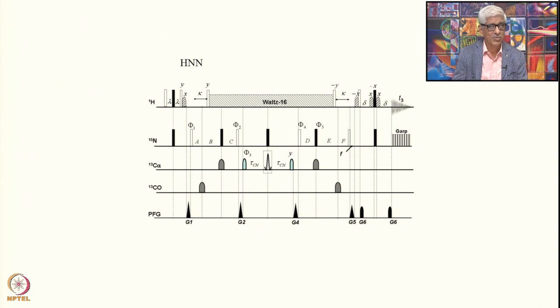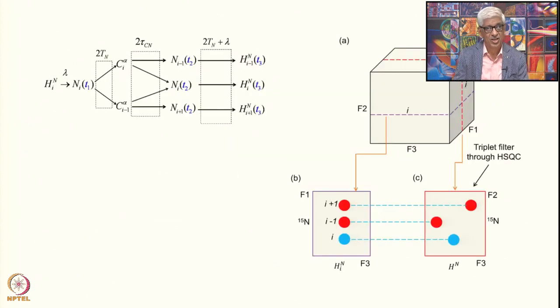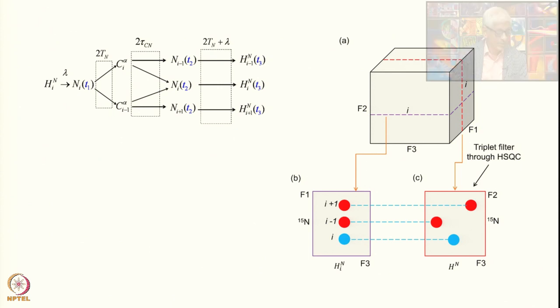And here is an experiment which is called HNN. So here what you do is, I will explain to you the strategy, how the magnetization transfer happens in this. In this experiment, the magnetization starts with the amide proton and is transferred to the nitrogen of the same residue, and it is labeled with a T1. There is a T1 increment there.